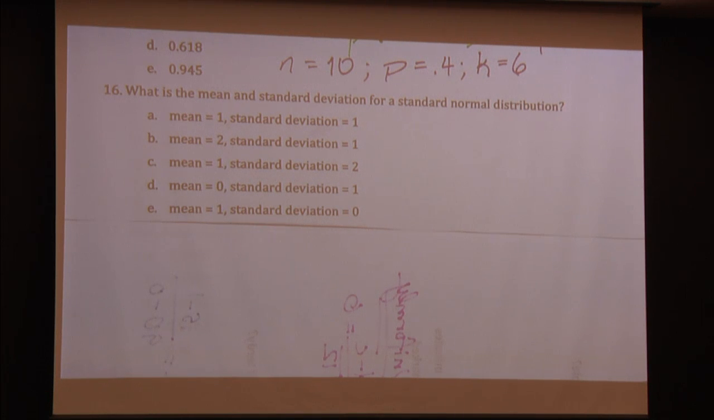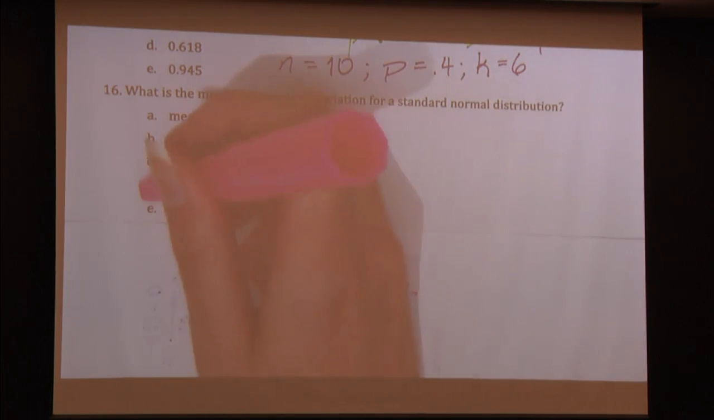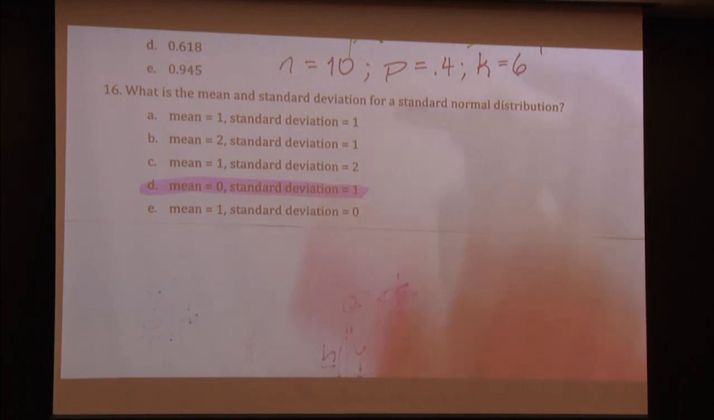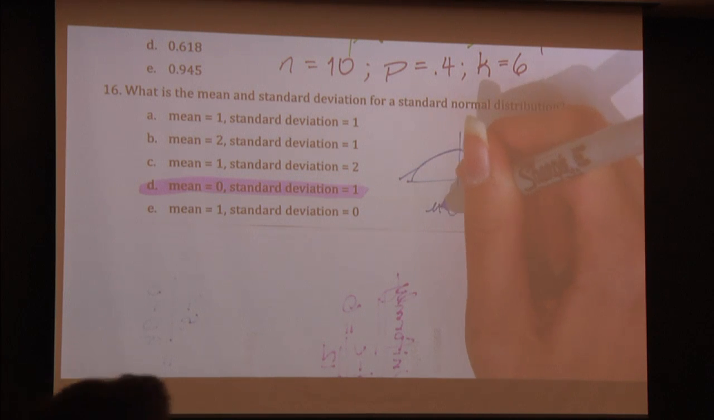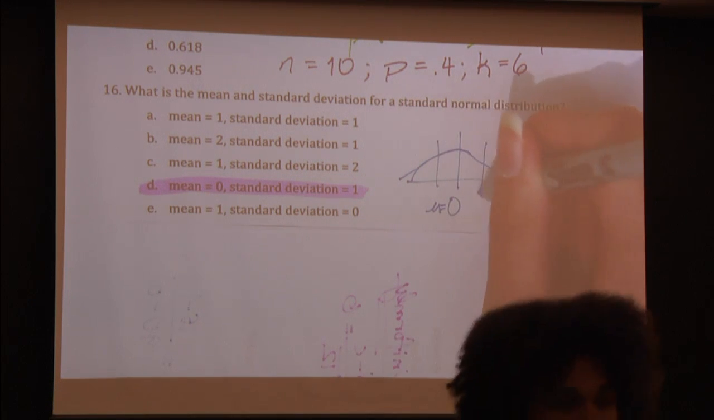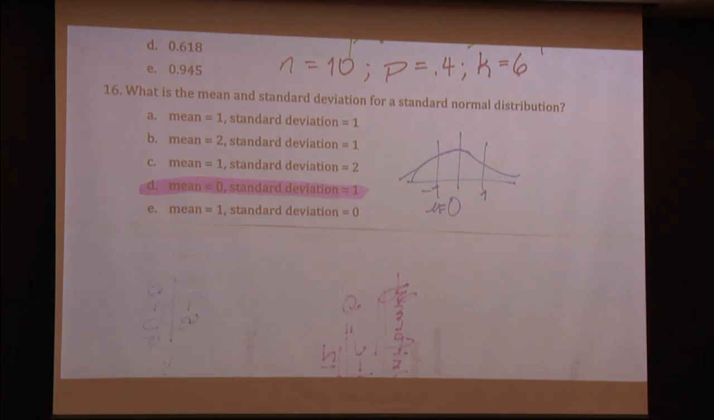Okay, so when we're dealing with a standard normal distribution, what is the mean and what is the standard deviation? So which answer option did you guys find? So D. So the mean is 0 and the standard deviation is 1. Pretend that's normal shaped. So our mean is 0, and on either end our standard deviations are 1.